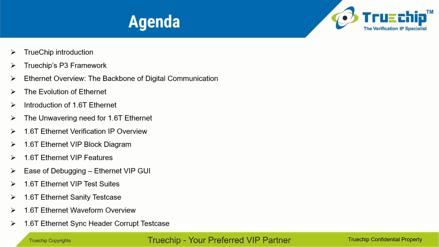Over the next few minutes, we'll be touching the following topics. It contains TrueChip introduction, its P3 framework, Ethernet overview, the evolution of Ethernet, the introduction of 1.6T Ethernet, the unwavering need for 1.6T Ethernet, and we'll also discuss the Ethernet verification IP overview, its block diagram, its features, its GUI, its test suites, and we'll also discuss one sanity test case, its waveform overview, and one sync header corrupt test case.